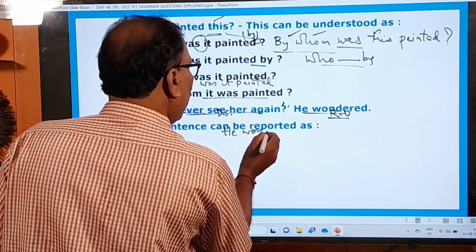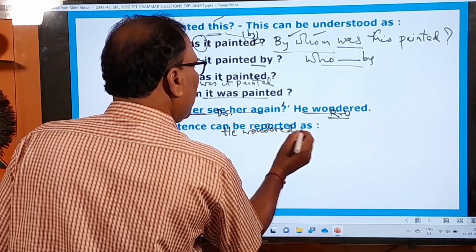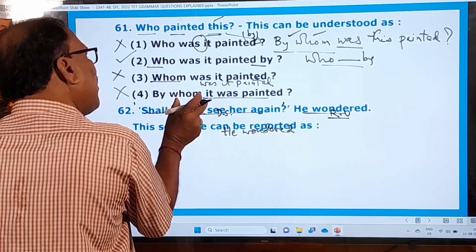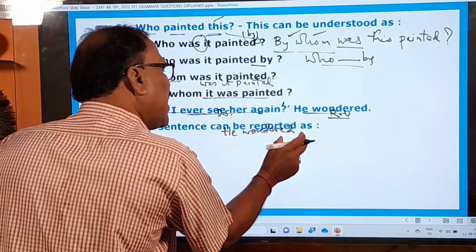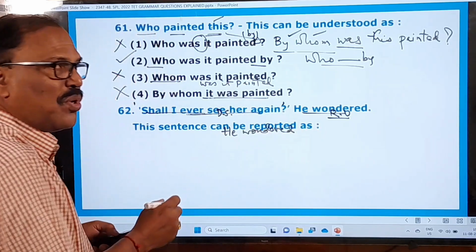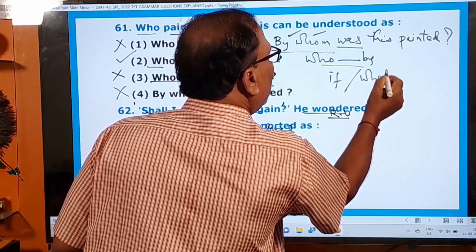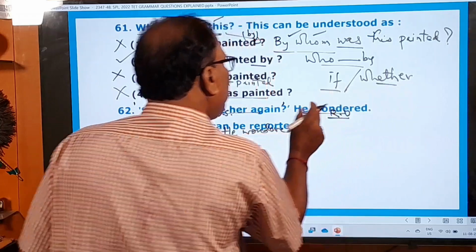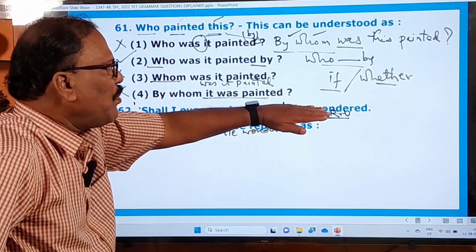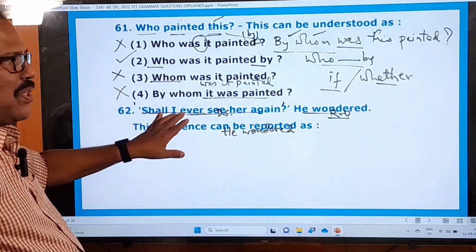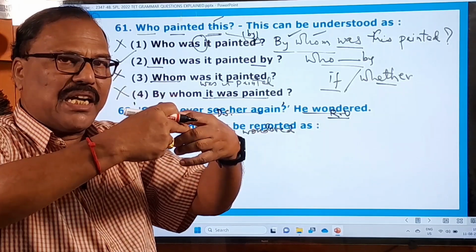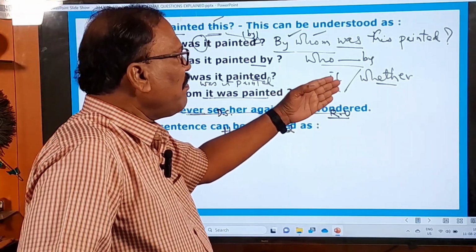He wondered, okay. When you change ordinary speech into indirect speech, what should you do? You must use if or whether. What is that? If or whether, to connect the direct speech and the reporting verb. This is the reporting verb and this is the direct speech. To connect the reporting verb and the direct speech, we should use either if or whether.